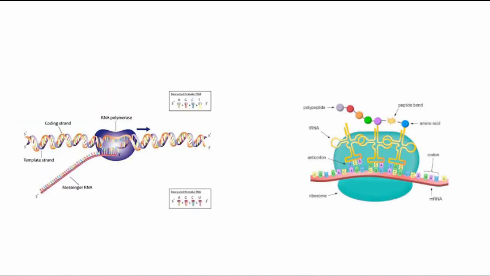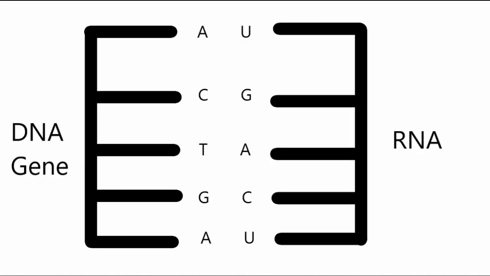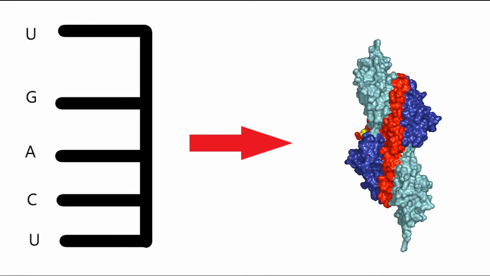This is a super long and complicated process, which I'll probably discuss in another video. In a nutshell, the RNA is a negative copy of the particular section of DNA known as a gene, and that negative copy codes for a particular protein, which the ribosome builds using that information.